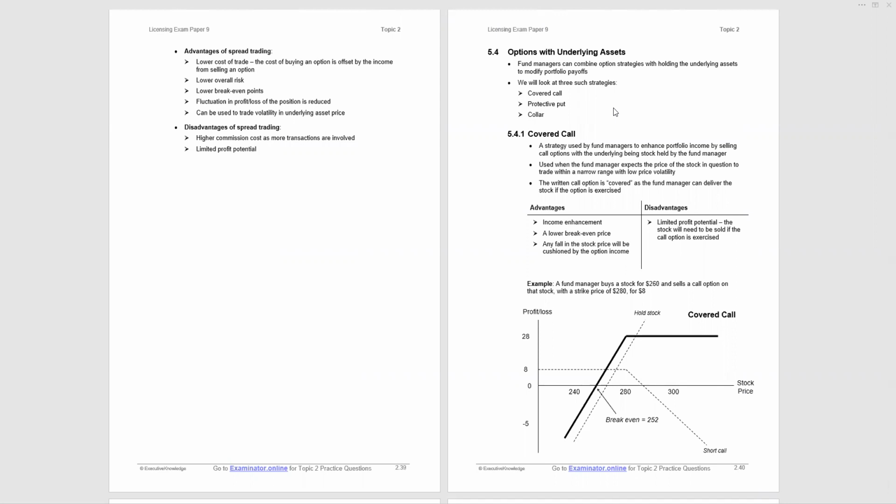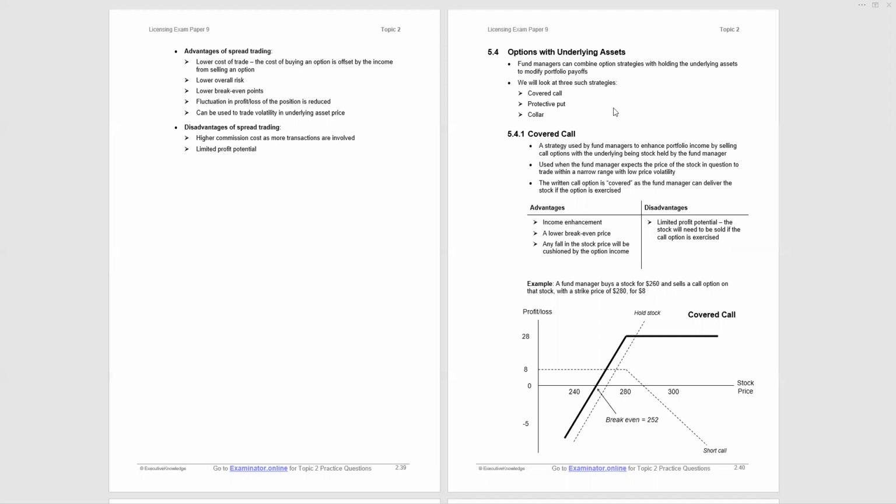Advantages of spread trading, lower cost of trade because you're buying an option, but you're also selling, so you've got income. There's lower overall risk, lower break-even points seen as an advantage. The fluctuation in profit and loss in your positions is reduced, and it can be used to trade volatility in underlying asset prices. Disadvantages of spread trading, higher commission because you're buying and selling all these instruments, and there is, in many cases, limited profit potential.